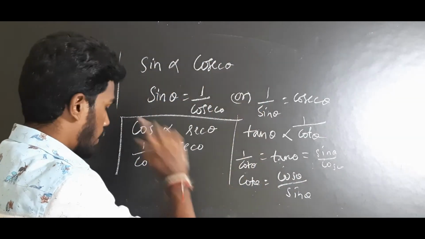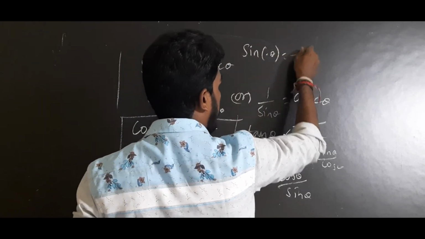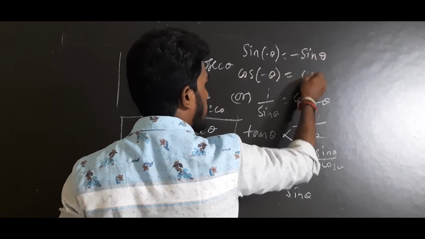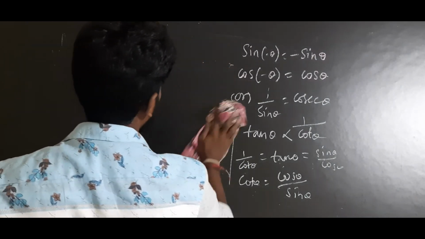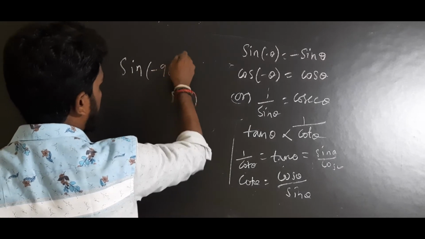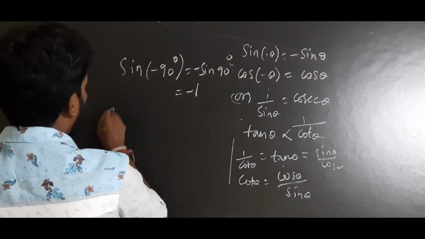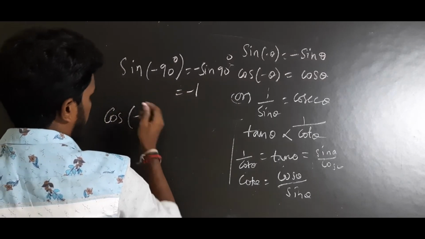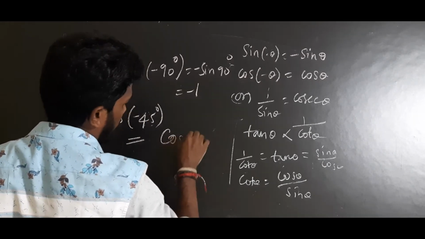This thing you have to know, and more importantly, sin minus theta will be equal to minus of sin theta, and cos minus theta will be equal to cos theta. What is that? Let me give you an example. Sin minus 90 degree will be equal to minus of sin 90 degree. It means like minus 1, but cos of minus, let's take it as 45 degree, is equal to cos 45 degree.